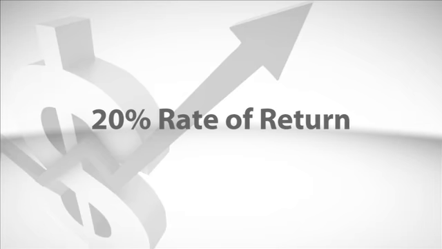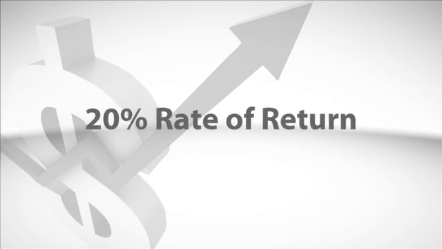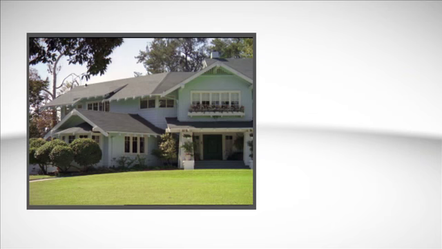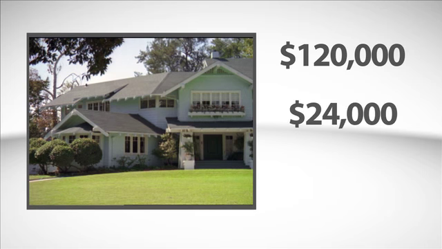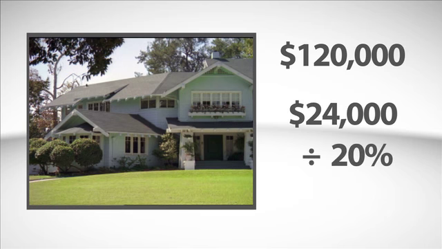There is an inverse relationship between value and the desired rate of return, so the greater the desired return, the less the investor could pay for the building. If they wanted a 20% rate of return, the building would only have a value to them of $120,000. That's $24,000, because the income remains constant, divided by 20%.